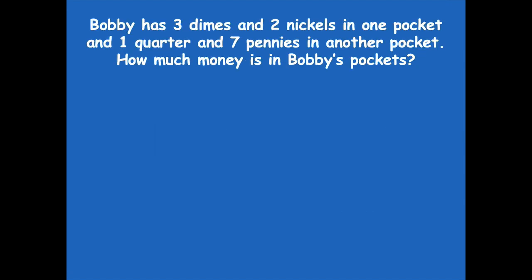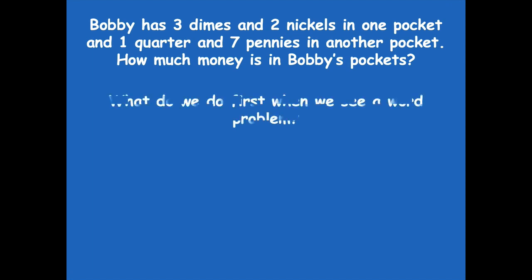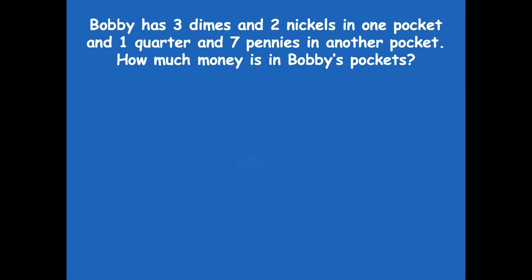All right, so here's our first problem. Bobby has 3 dimes and 2 nickels in one pocket and 1 quarter and 7 pennies in another pocket. How much money is in Bobby's pockets? So let's think about the RDW process. And what do we do first when we see a word problem? Yeah, you got to read it, right? So let's read it one more time. Bobby has 3 dimes and 2 nickels in one pocket and 1 quarter and 7 pennies in another pocket. How much money is in Bobby's pockets?